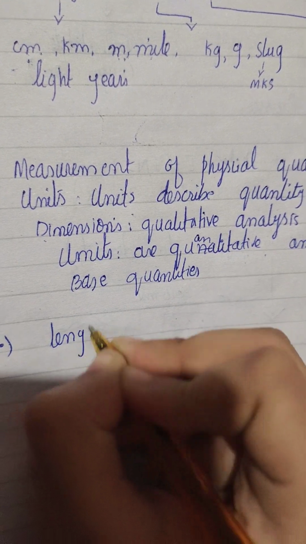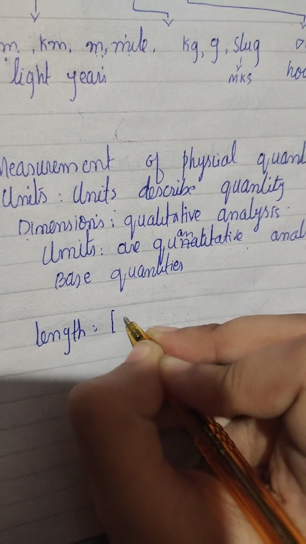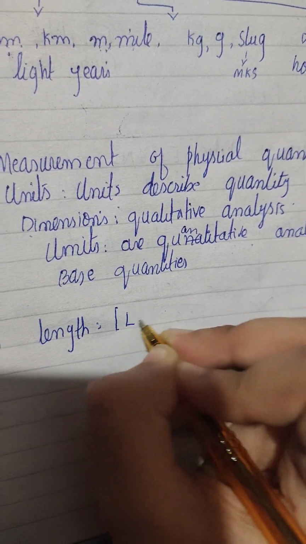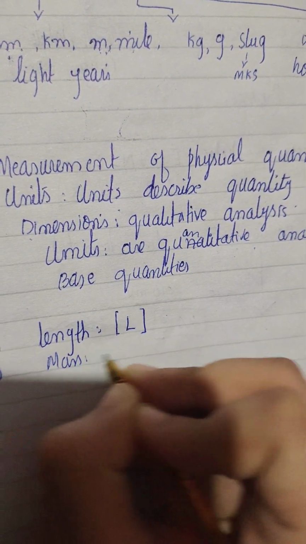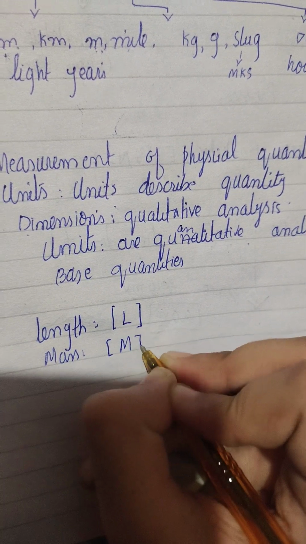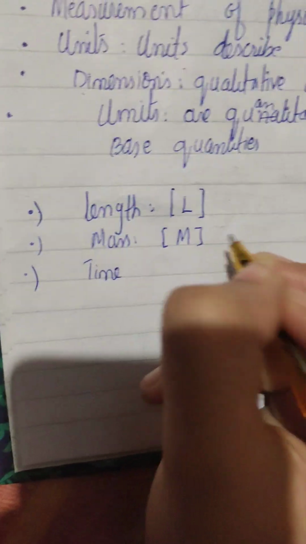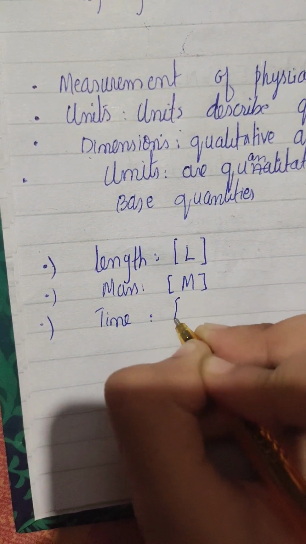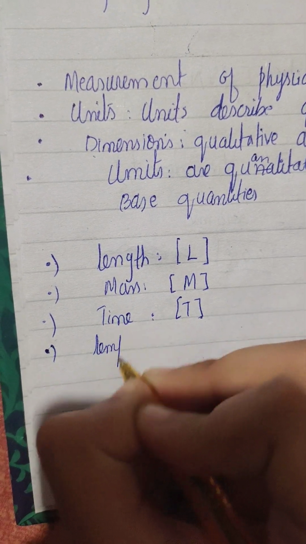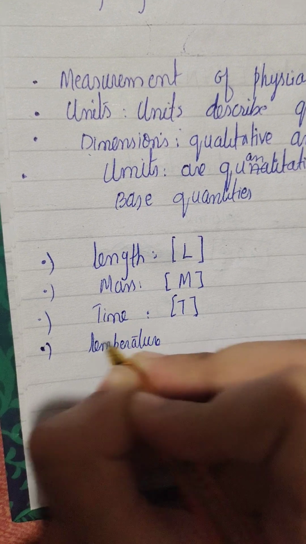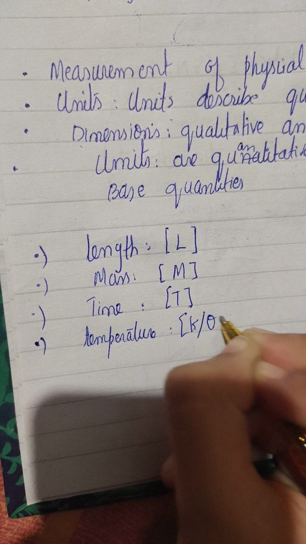Okay, so length, we have base quantity, and the measurement of length, the dimension of length is L. Okay, then we have mass, the dimension of mass is capital M. Then we have time, the dimension of time is capital T. Then we have temperature, and the temperature dimension is Kelvin or degree.